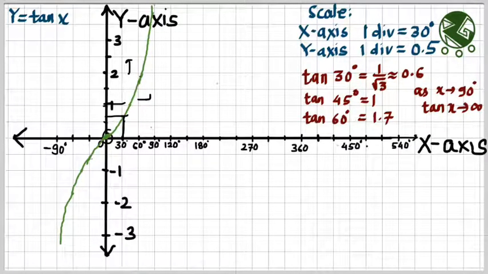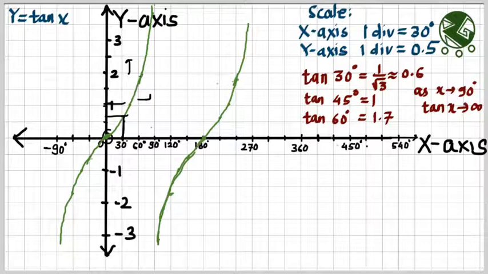Now what after 90 degrees? If I again do the same thing, you have to find the values of tan 180, tan 210, tan 225, 240, etc., and then again plot this. So this is how the graph looks. Okay, so it's going to repeat over and over.